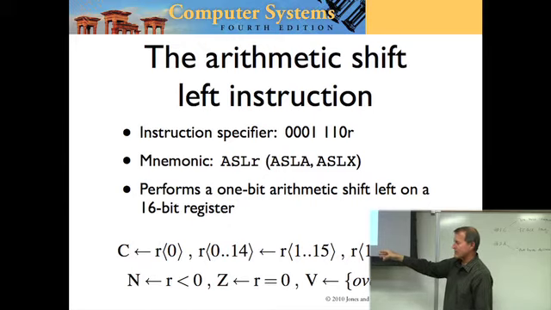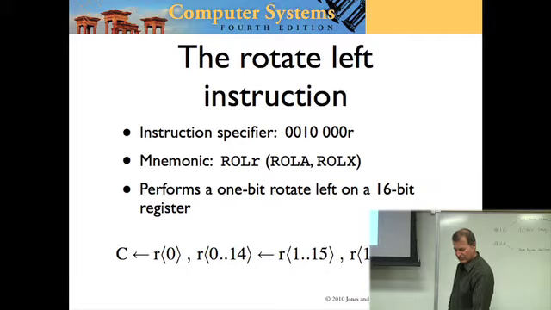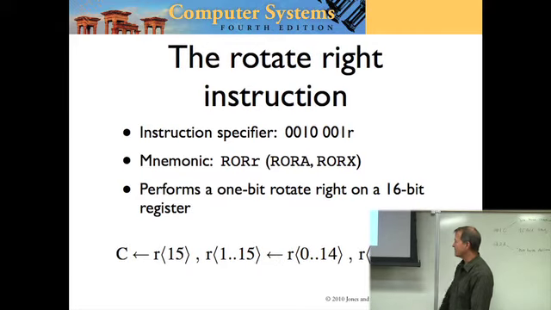N gets 1 if r is less than 0, where r is the content of the whole register considered to be a signed quantity, and z gets r equals 0, they're all zeros, and v gets the overflow. And then we also have a rotate left, and we had pictures of rotate left before, and here we have a rotate right.